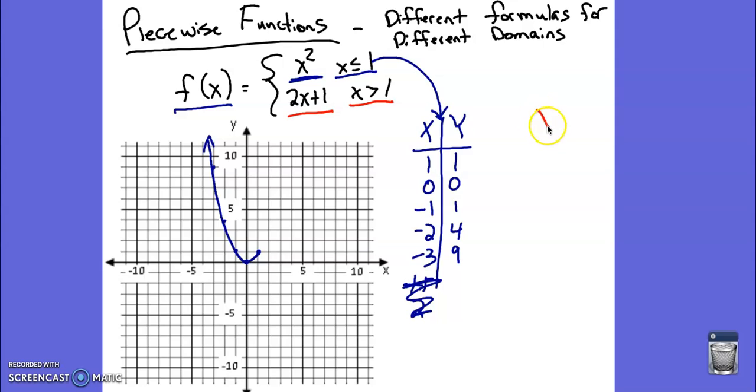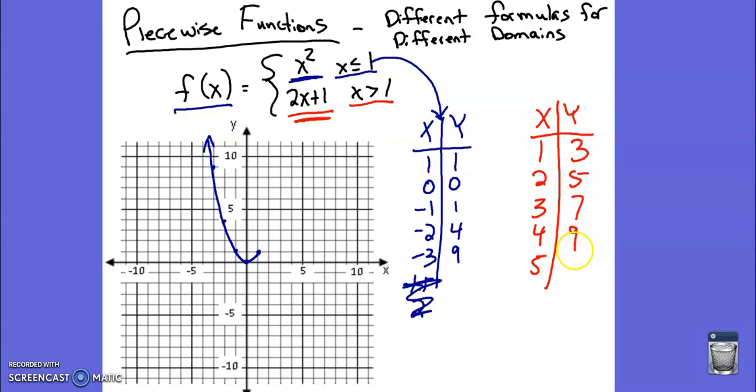Now let's look at the red XY chart. Again, this is x greater than or equal to 1. So 1, 2, 3, 4, 5. If I plug 1 into this function, 2x plus 1 would be 3. Plug 2 in, that's 5. Plug 3 in, that's 7. Then 9, and then 11.